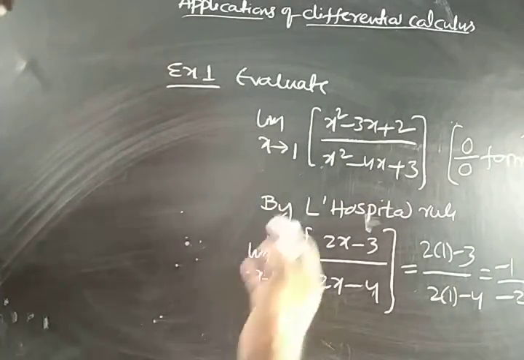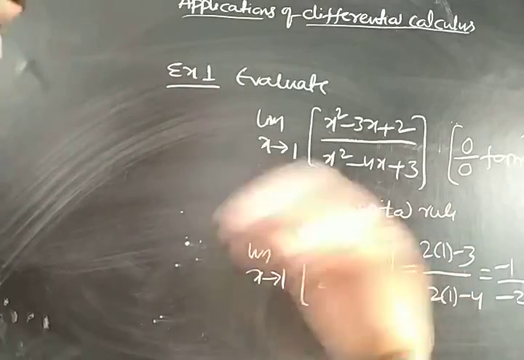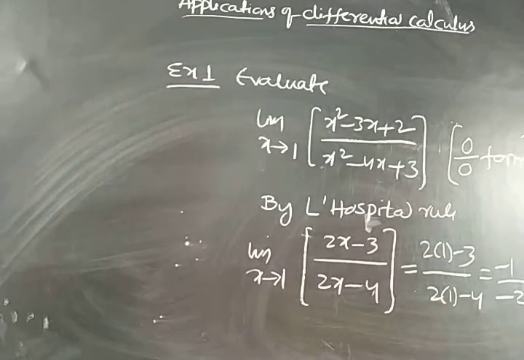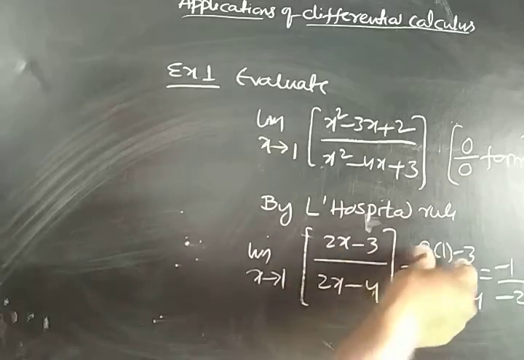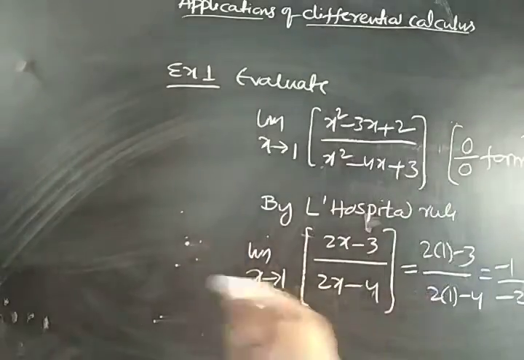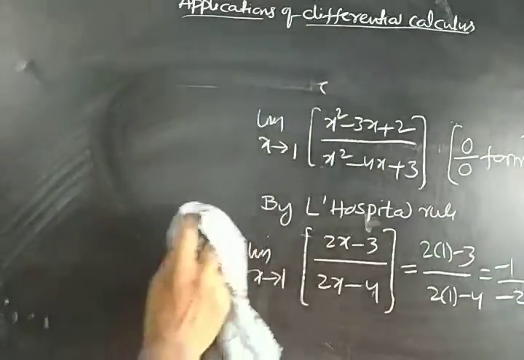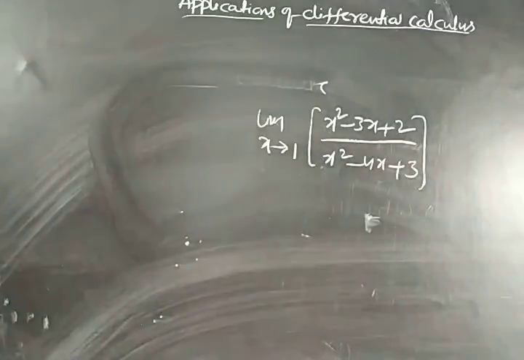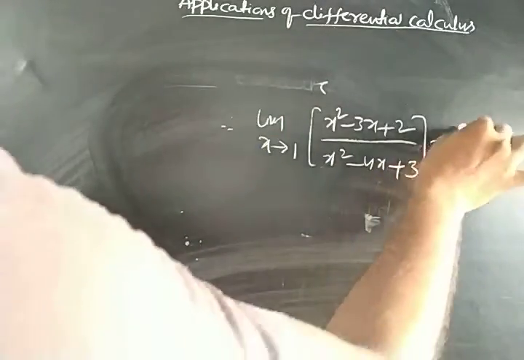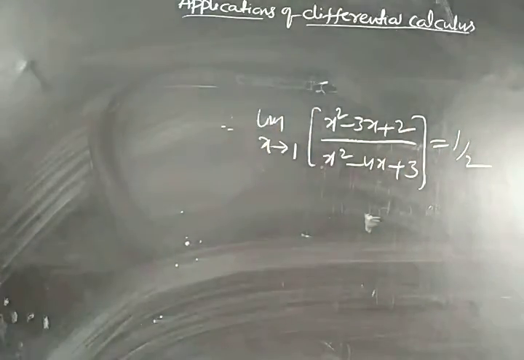Suppose you are getting 0 by 0 form in the second derivative also, then find the third derivative. In the first derivative, sometimes you may get 0 by 0 form. At that time you continue the derivative until you get the constant value. So therefore the limit of this function value is equal to 1 by 2. Okay, this is the first example problem.